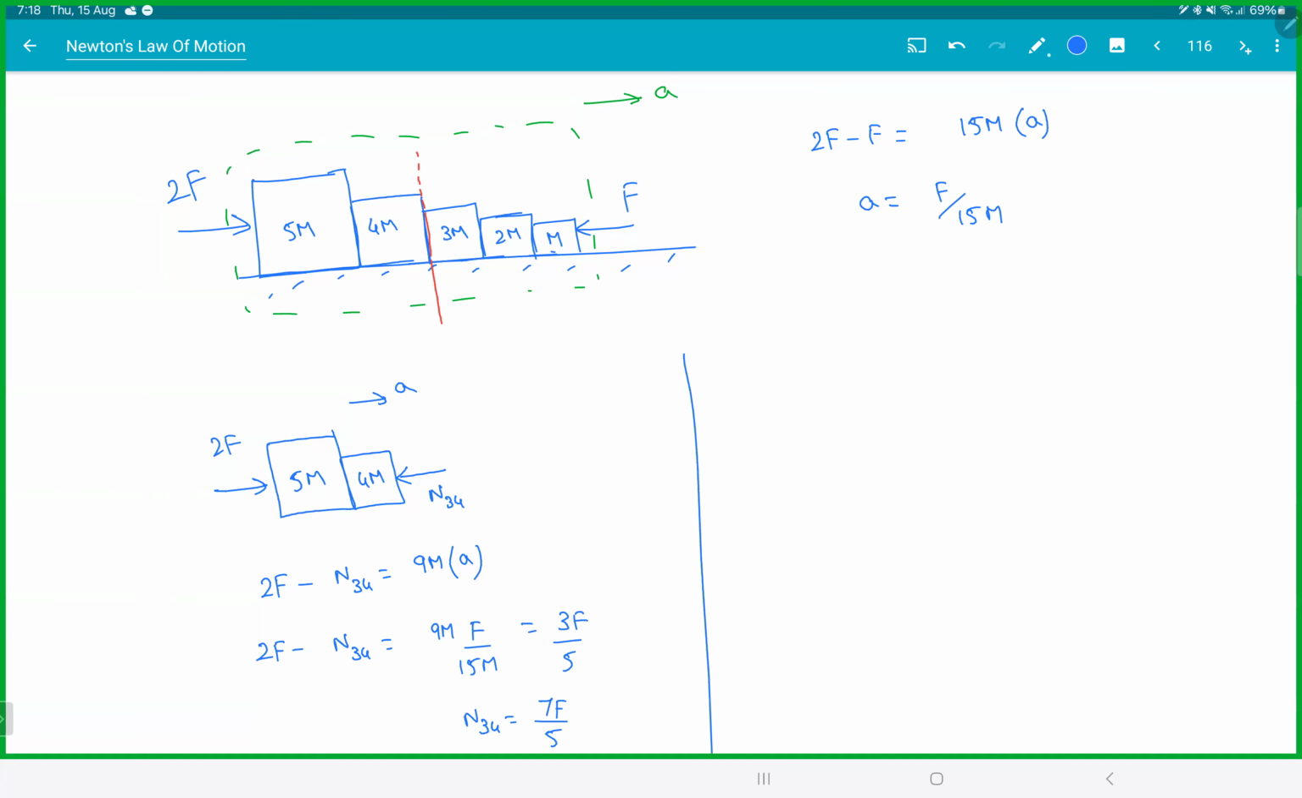Same thing. You want to find normal reaction between M and 2M and 3M. Again, cut it here. Wherever you want to find normal reaction or tension, cut it there. Now, again, I'll get two parts. I will take the right piece. You could have taken any piece. Answer would be same. 2M and M. And this would be the reaction between them, N32, which is F, and this is acceleration. N32 minus F is equal to 3M into a. So N32 is F plus F by 5, 6F by 5. Please check your answers.